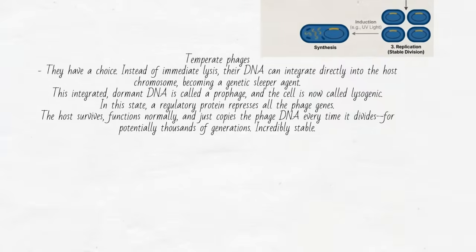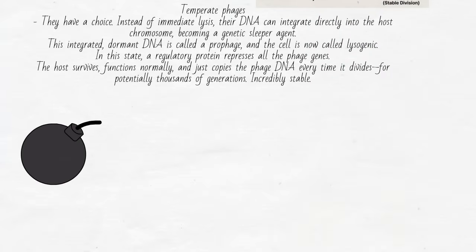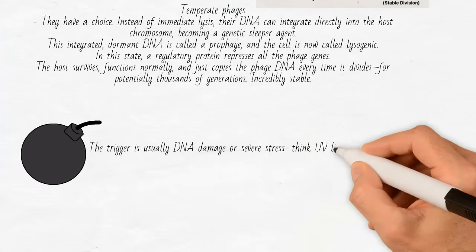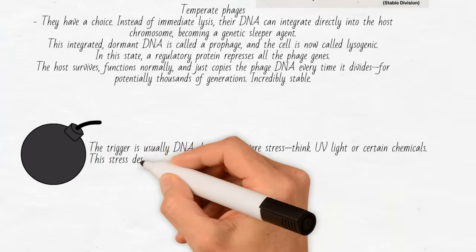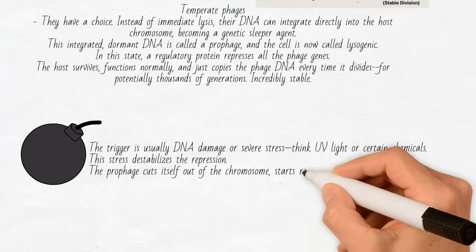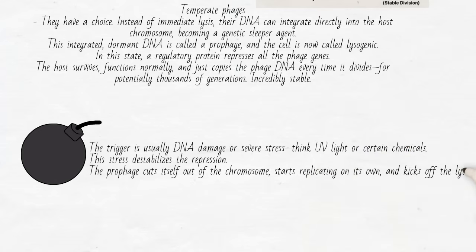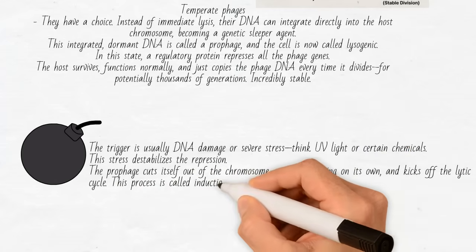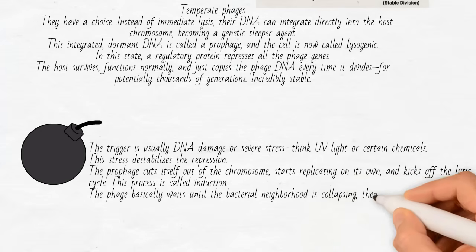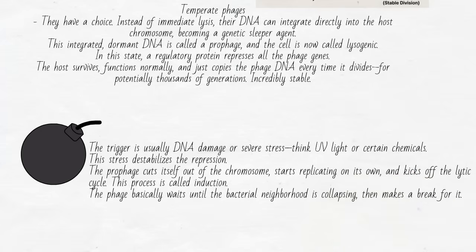Incredibly stable. But here's the catch. It's a time bomb. The trigger is usually DNA damage or severe stress, think UV light or certain chemicals. This stress destabilizes the repression. The prophage cuts itself out of the chromosome, starts replicating on its own, and kicks off the lytic cycle. This process is called induction. The phage basically waits until the bacterial neighborhood is collapsing, then makes a break for it.